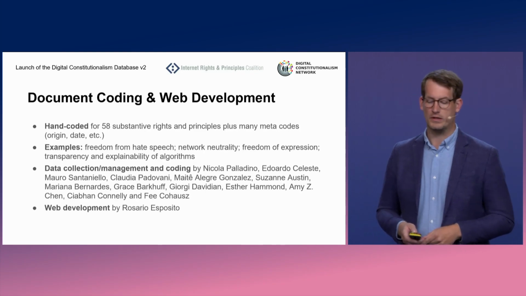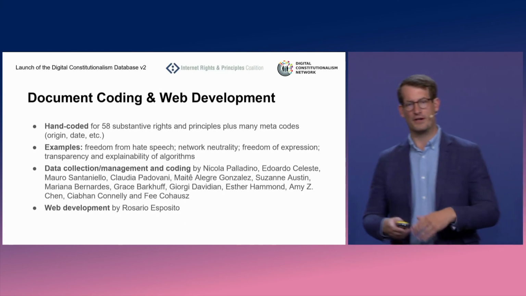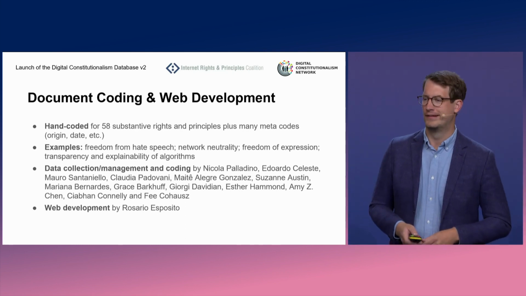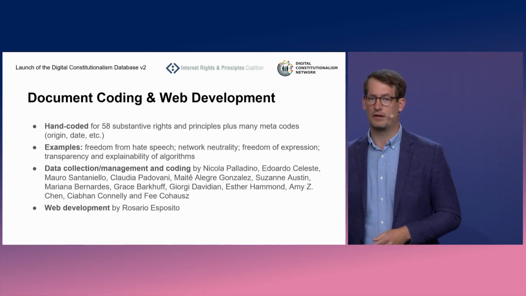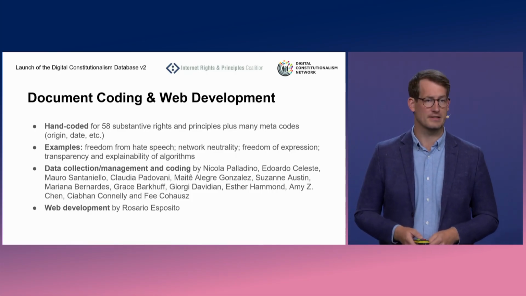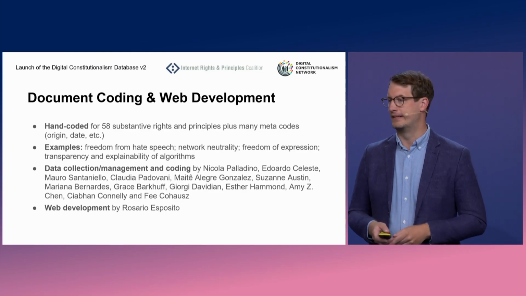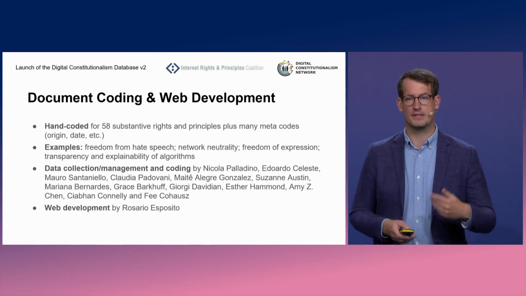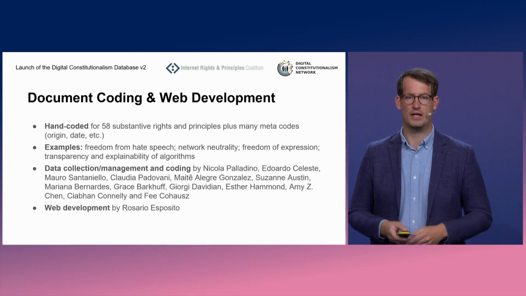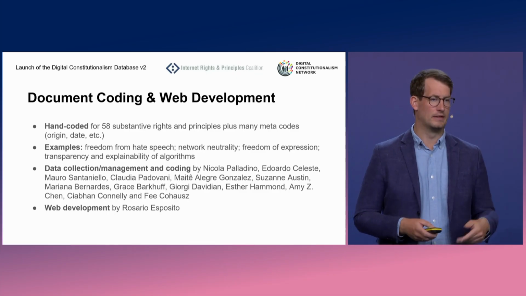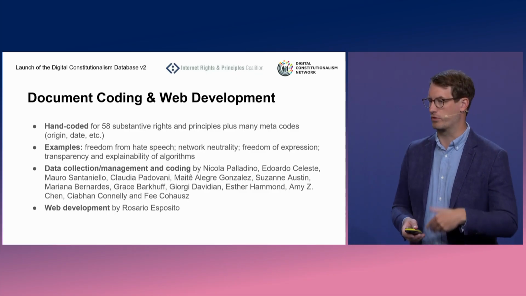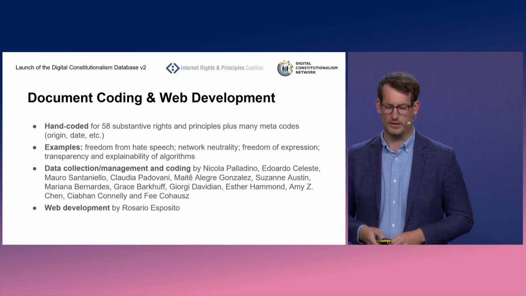The coding worked in a quite comprehensive way, in a hand-coded way. So you see a lot of people here on the list who contributed to the data collection and the data coding. This happened over 3 or 4 years. And what we coded for are substantive principles, 58 of those. Examples include freedom of expression, network neutrality, also multi-stakeholder governance.